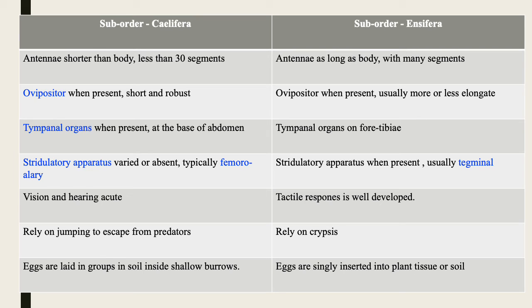Again, we come to what is stridulatory apparatus. Stridulation is the act of producing sound, usually by rubbing two body parts together. Some of the most well-known insects that stridulate are the grasshoppers and crickets. You must have heard the sound of grasshoppers and crickets in the night. Crickets make sound in the night.